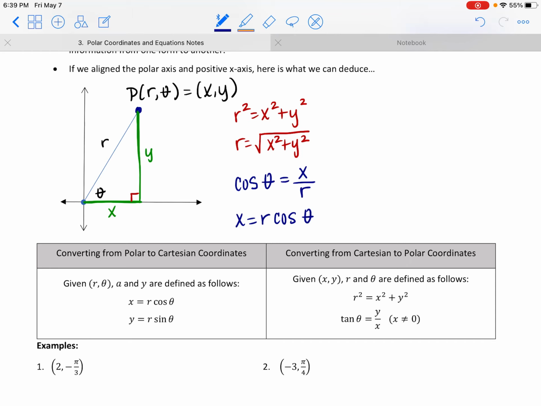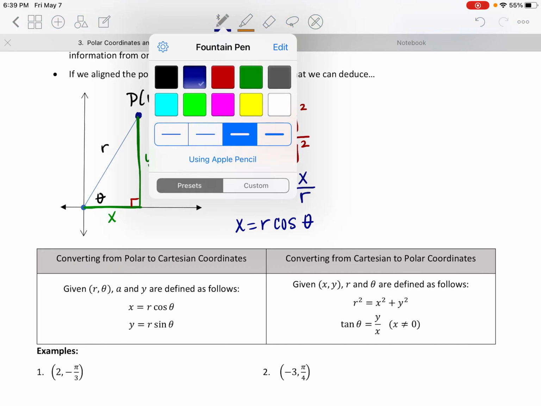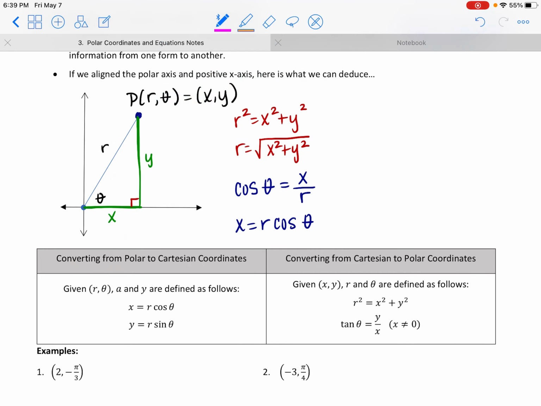So now we know exactly how to get a value for r. We know exactly how to get a value for x. How about a value for y? Well, I could say that the sine of my angle theta is equal to a ratio of the opposite side over the hypotenuse. And again, if I wanted to solve for y, just multiply over r. So then y is going to have to equal r times the sine of theta.